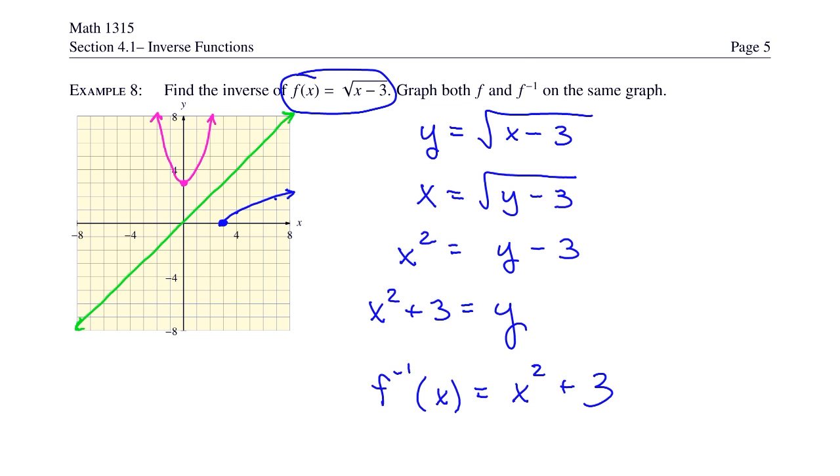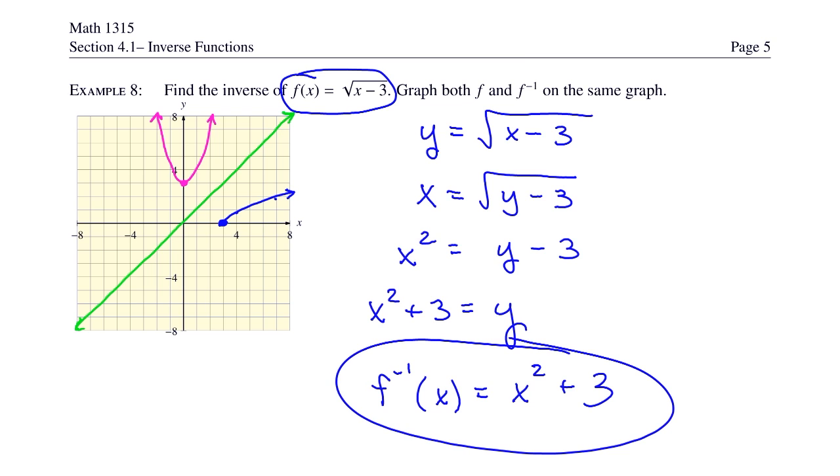Where does the problem come from? I'll give you a hint. What's wrong with this function? Well, they're partially inverses. What is it? What property does the inverse function fail to have? It's not one-to-one.